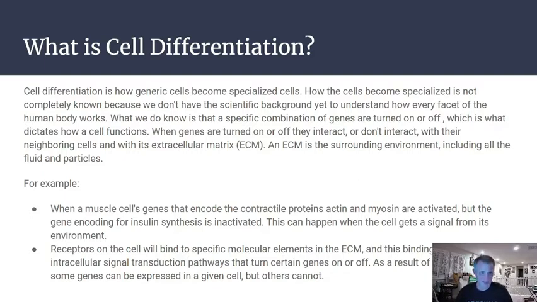Receptors on the cell will bind to specific molecular elements in the extracellular matrix, and this binding activates intracellular signals or transduction pathways that turn certain genes on or off. As a result of these interactions, some genes can be expressed in the cell, but others cannot. So it helps these cells become what they're supposed to be, right? A muscle cell or a nerve cell or a kidney cell, or you name it.